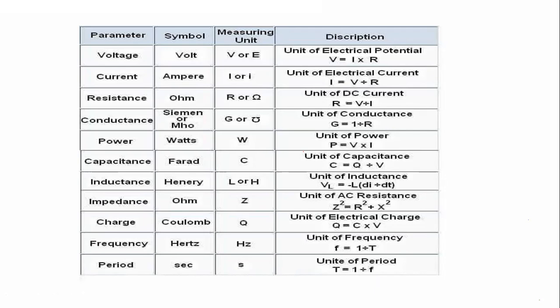Next is frequency, inverse of the time period, and time period is the inverse of frequency. The more the frequency, the less the time period of the waveform. The more the time period, the less the frequency of the waveform. I am left with two of the quantities. The one is inductance and the other is impedance, because these two are going to be discussed in the near future: inductance in the topic of magnetism and impedance when we discuss the AC circuits.